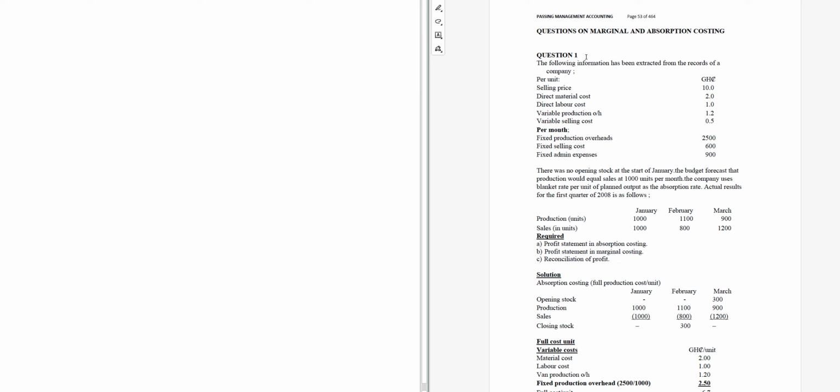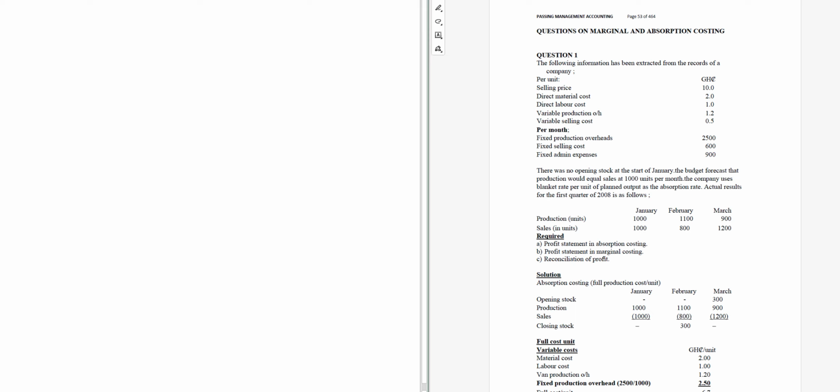The following information has been extracted from the records of a company. We have their information per unit, information per month, and other information. It says there was no opening stock at the start of January, and the budget forecast that production would equal sales at 1,000 units per month, and the company uses a blanket rate of planned output as the absorption rate. So that means their overhead absorption rate is on the units produced, and they gave information per the first quarter for each month. The requirement is to prepare a profit statement in absorption costing, a profit statement in marginal costing, and a reconciliation of profit.